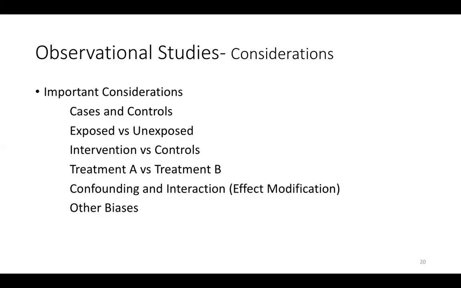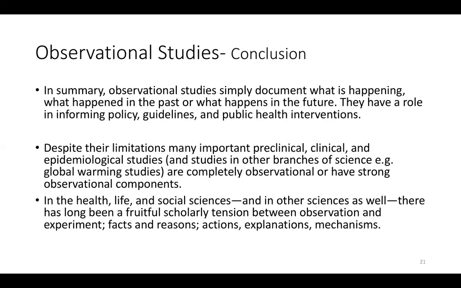Sometimes two variables might have an additive effect on the outcome. For example, when studying the relationship of smoking and an outcome such as cancer, there may be other variables such as industrial exposure to other carcinogens, which may add up to smoking and lead to cancer, which is called the interaction. There are other biases as well. In summary, observational studies simply document what is happening, what happened in the past, or what happens in the future.